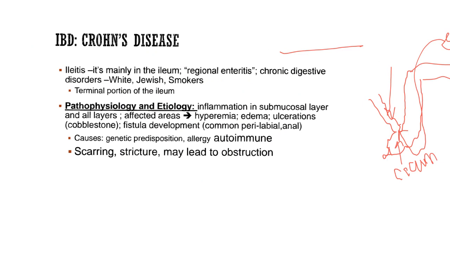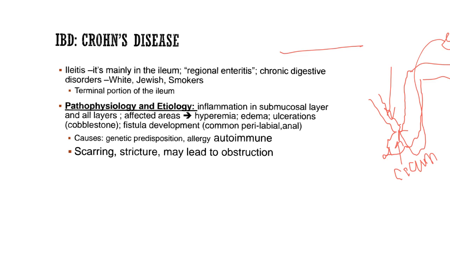The inflammation is in through the submucosal layer and all the layers. So it goes all the way through the layers of the colon. Okay, so this is what makes it special. It's in the ileum. They develop swelling and edema in that area. It creates cold ulcers, also called cobblestone appearance. So just a bunch of little ulcers together. And then they can develop fistulas.